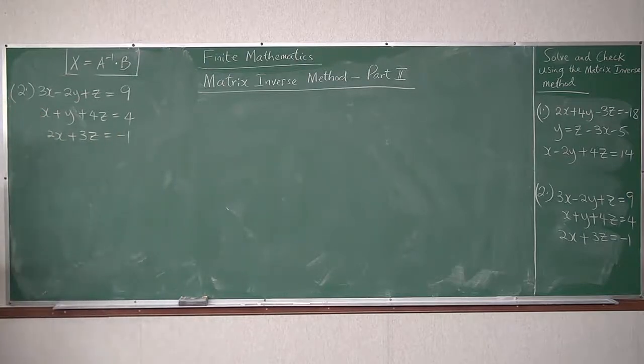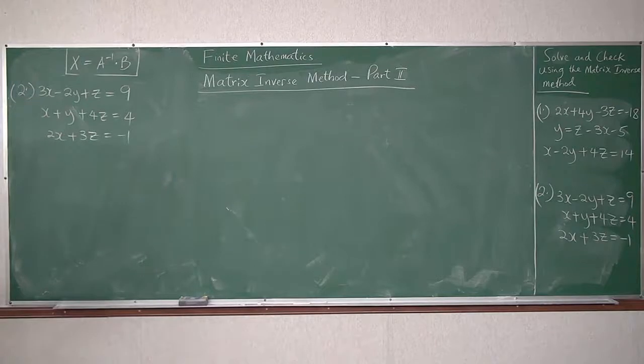So let's look at this. Can we simplify equation 1? 3, minus 2, 1, 9. No, we cannot. Equation 2, 1, 1, 4, 4. No, we cannot. Equation 3, 2, 3, minus 1. No, we cannot. Now let's check the variables.